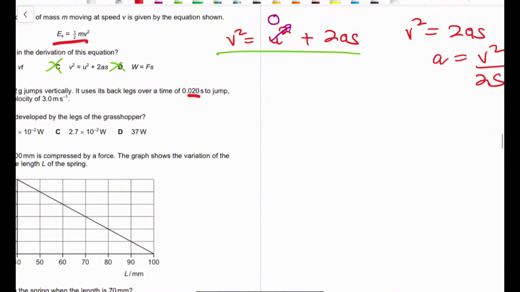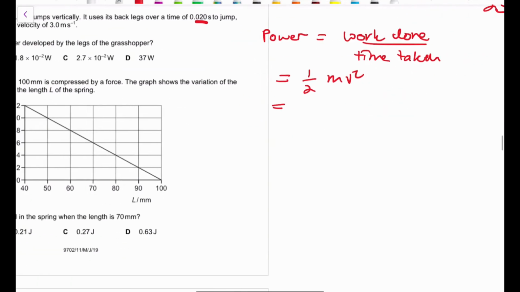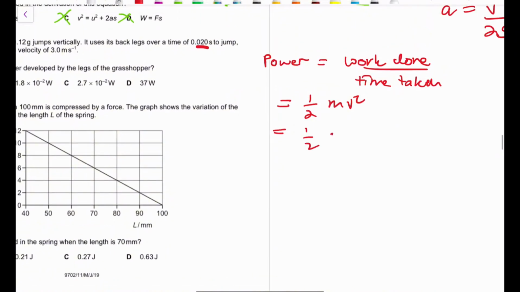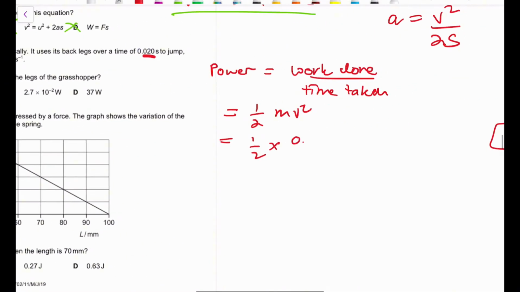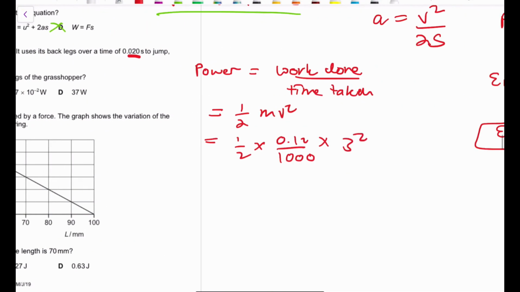What do we know? We know that power is basically the work done divided by the time that is going to be taken, okay? But the work done is going to be 1/2 mv squared, right? So it's going to be 1/2, and our mass is going to be 0.12, but it's going to be 1/2 times 0.12 divided by 1000, multiplied by our velocity, because we have a certain velocity that we're moving at, which is going to be 3, but it's going to be 3 squared, right?